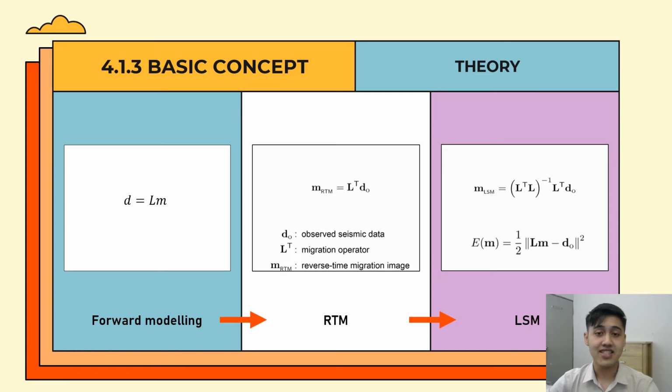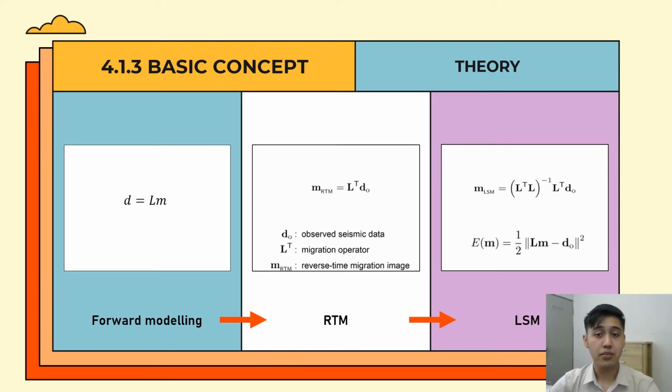It all started with the forward modeling, where the data D is computed by applying the acoustic forward modeling operator L to the velocity model m, so that d = Lm. But a better way to increase the visualization is by applying the transpose of the linearized forward modeling operator, which leads to reverse time migration. For the RTM equation, L transpose is applied to the observed seismic data D to give the RTM image.